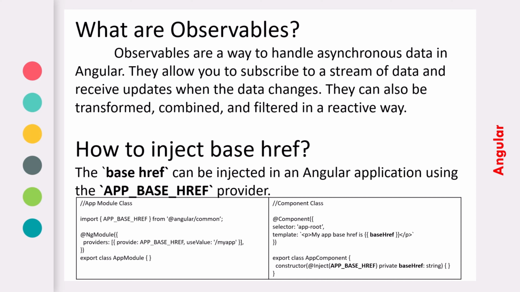Once this is done, what we are doing here is using the useValue property to set /my-app, which means base href will be set to /my-app. Once this is set, you can replace /my-app with your own base href value. Once this is done, we have to provide the base href into your application using the @Inject decorator in the component class.